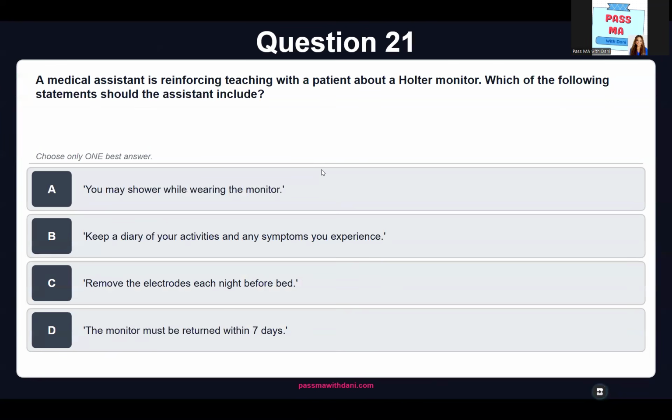All right, question number 21. A medical assistant is reinforcing teaching with a patient about a Holter monitor. Which of the following statements should the assistant include? A, you may shower while you wear the monitor. B, keep a diary of your activities and any symptoms you experience. C, remove the electrodes each night before bed. Or D, the monitor must be returned within 7 days.